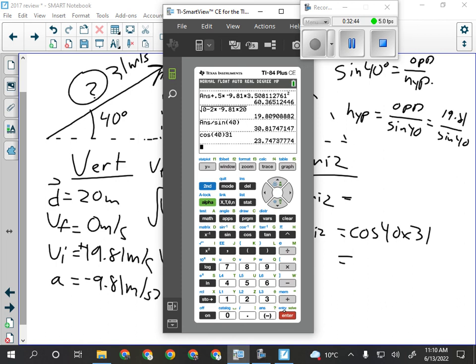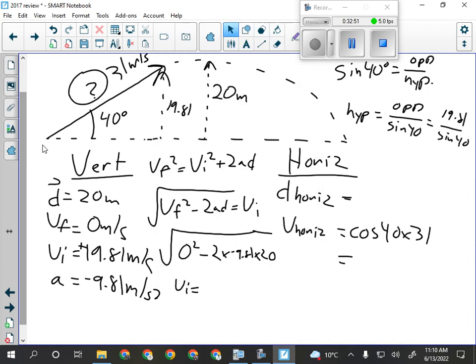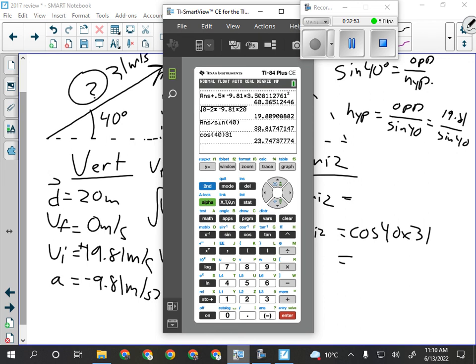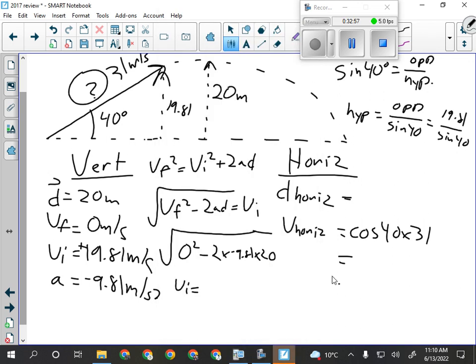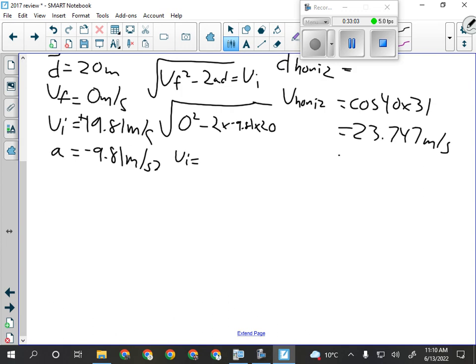Okay, so that side is 23.74 meters per second. Now that I have that, I still need the time. Now I'm going to find the time over here, using VF minus VI over A, knowing that I can use 19.81 for both of them.